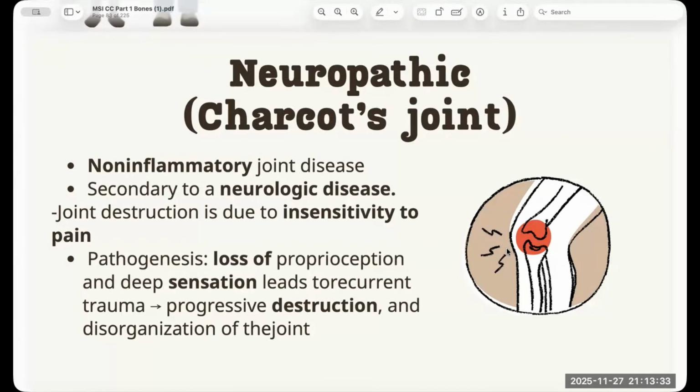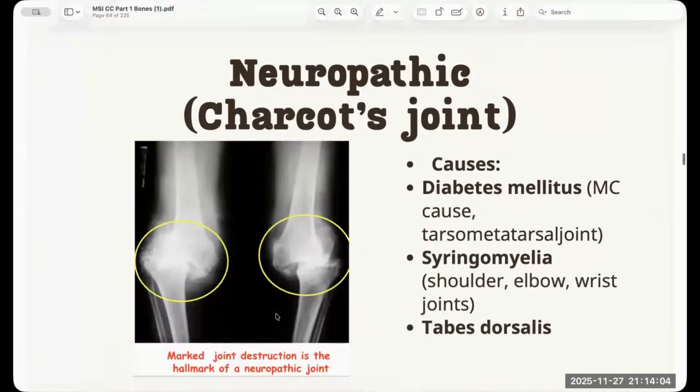All right. The pathogenesis is loss of proprioceptive sensation, which leads to recurrent trauma and progressive destruction and disorganization of the joint. Okay? Proprioception is basically the feeling of the joint in space, the orientation of it. Where is it? You get me? If it's moving up, down, and so on. And deep sensation. Okay?